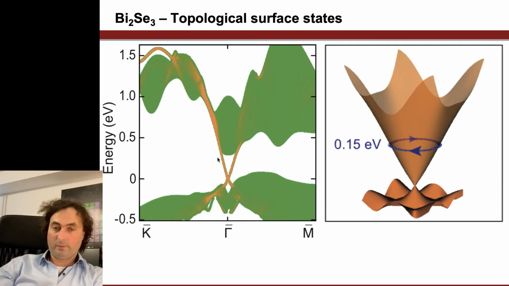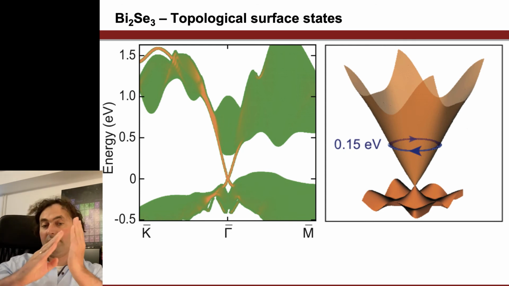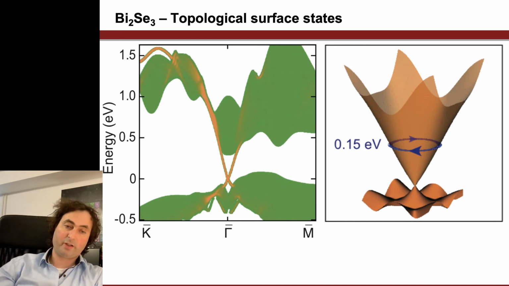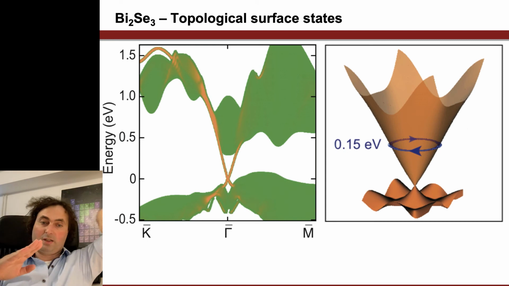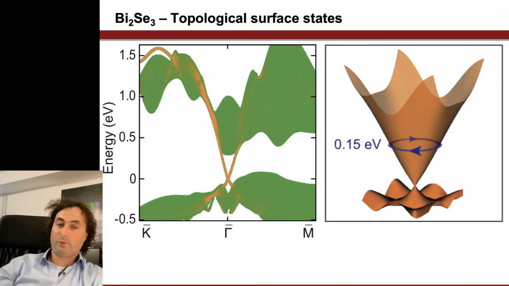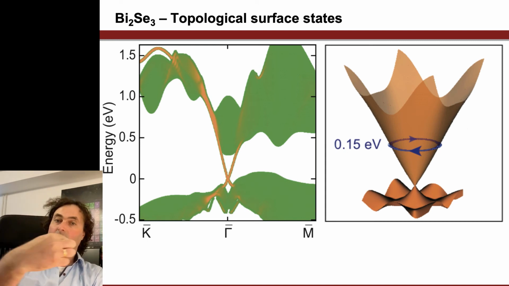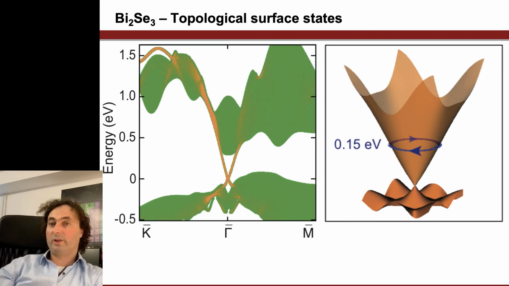If you look at this surface state, then this forms a two-dimensional electron gas with a linear dispersion as a function of crystal momentum, and the spin vector is basically perpendicular to the k vector, running in a circle around the Brillouin zone.